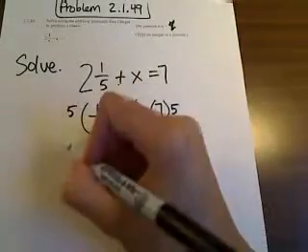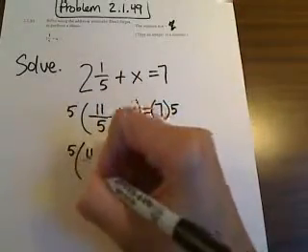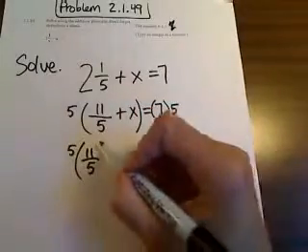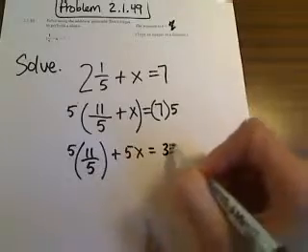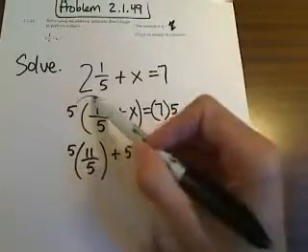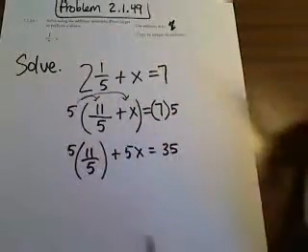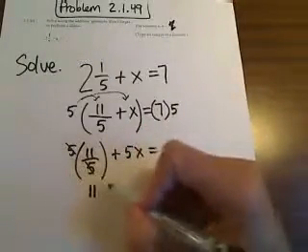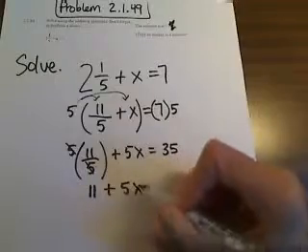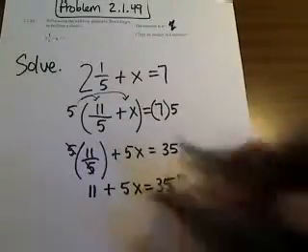And when I take that 5 and distribute, each of these is being multiplied by the 5. So 5 times 11/5 and 5 times the x. And the 5's cancel here, so we have 11 plus 5x is equal to 35.